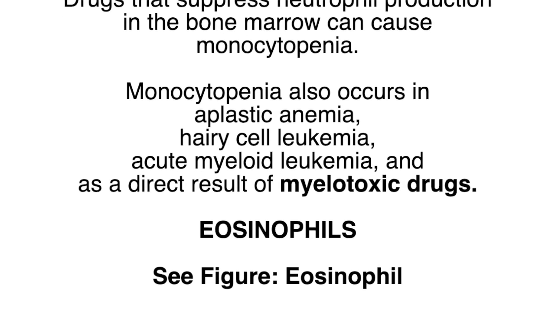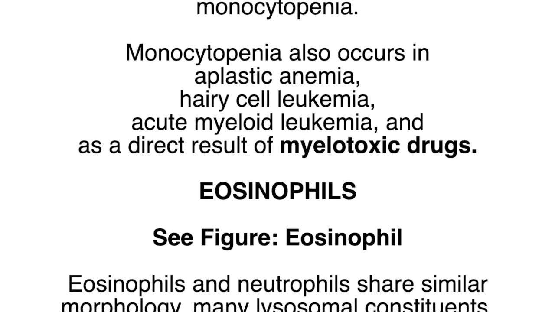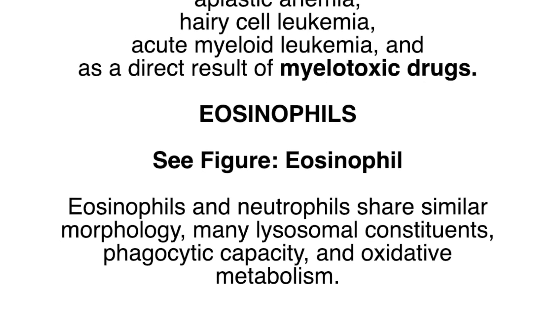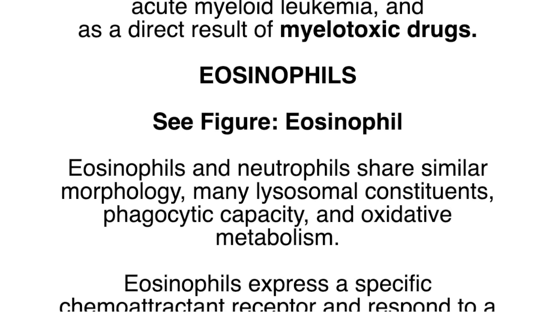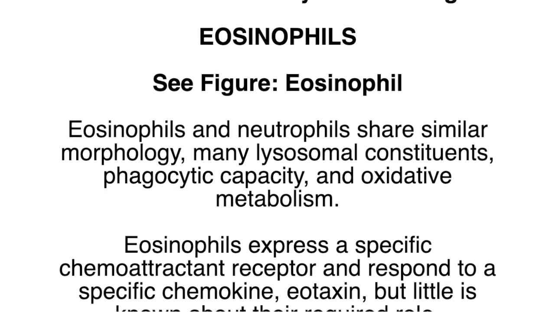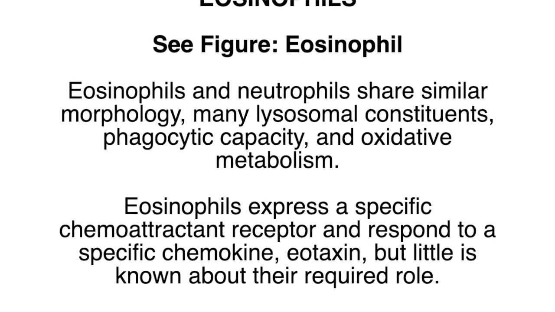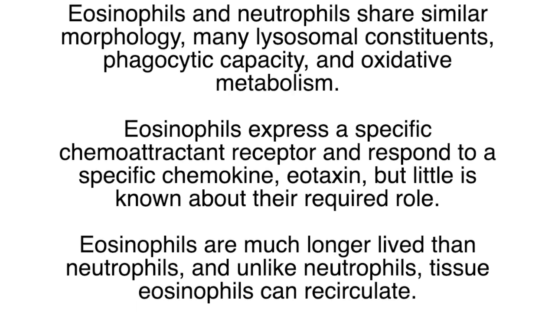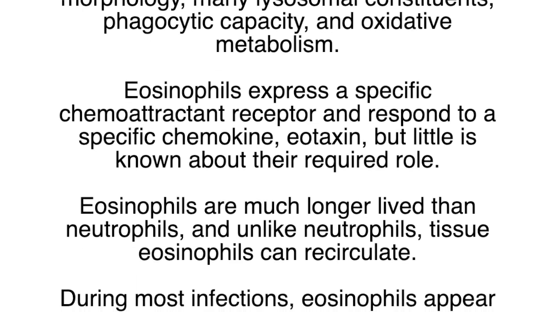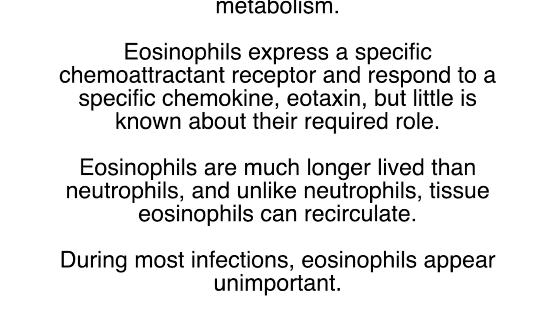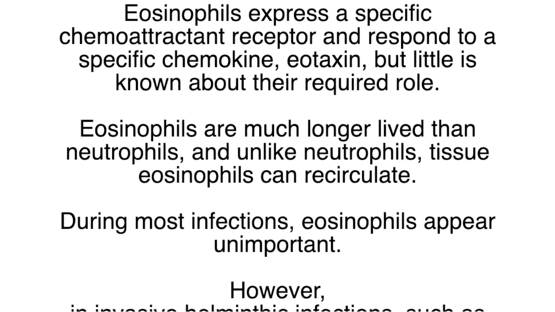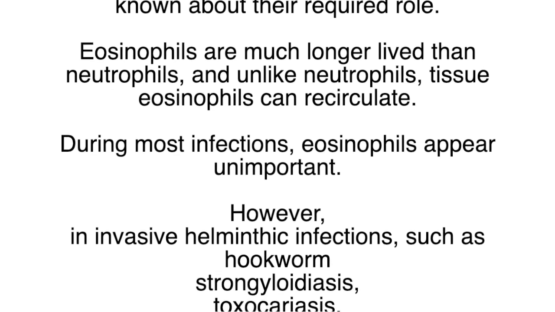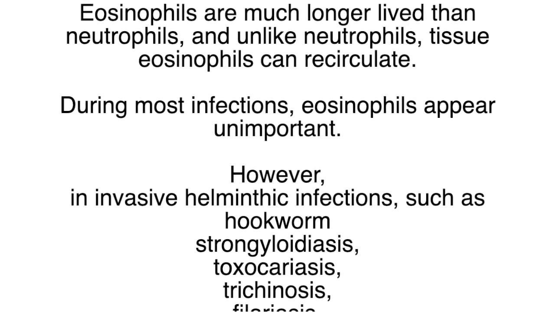Eosinophils. See the figure of the eosinophil shown already. Eosinophils and neutrophils share similar morphology, many lysosomal constituents, phagocytic capacity, and oxidative metabolism. Eosinophils express specific chemoattractant receptors and respond to a specific chemokine, eotaxin, but little is known about their required role. Eosinophils are much longer lived than neutrophils, and unlike neutrophils, tissue eosinophils can recirculate.